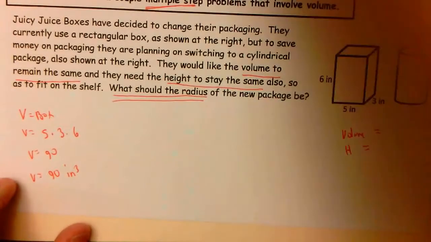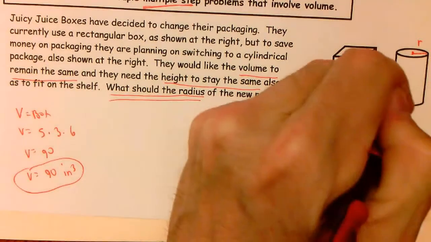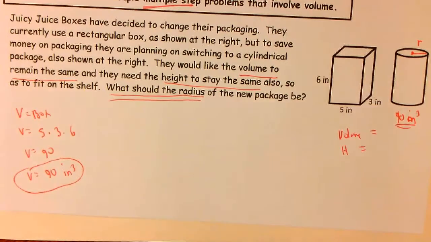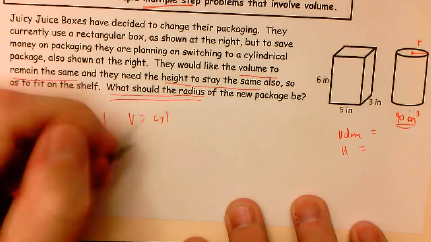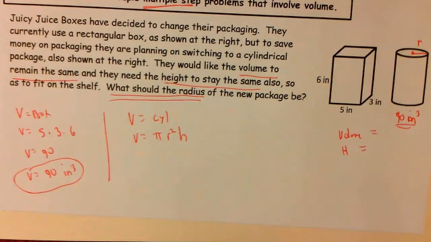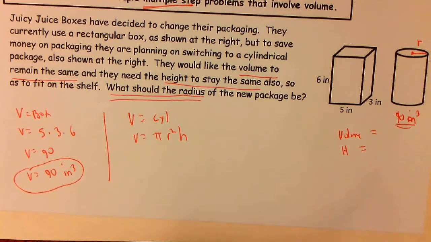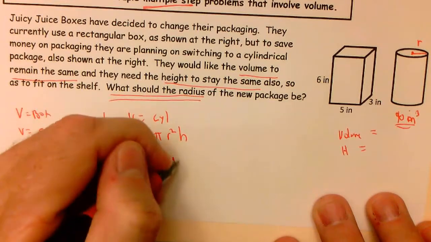Let's do this. There we go. All right, so if I want the volume of this to be 90 cubic inches, what do I need the radius to be so that it will have that volume? So now I look at the volume of the cylinder, which is pi r squared h. And here's what I know. I know that the volume needs to be the same. So I already know the volume of this thing. It's 90. And I know pi is 3.14.